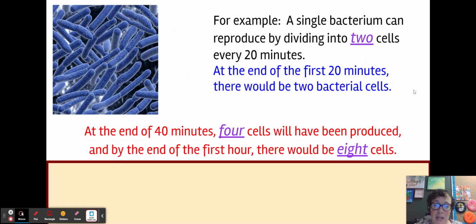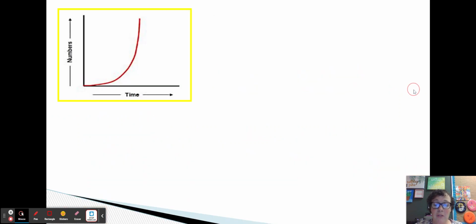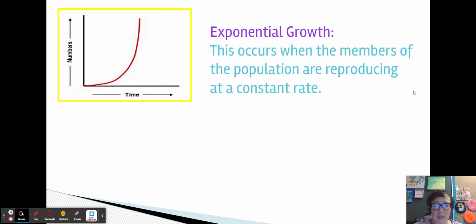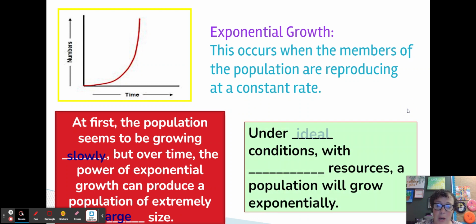Now, we talked about this back in bacteria in the first unit, right? 1 becomes 2, 2 becomes 4, and the more you have each time that doubles, it's going to grow even faster. Exponential growth happens when members of the population are reproducing at a constant rate, but there's nothing causing them to die over time. So we have lots of births, animals surviving, and very few deaths within the population. Again, these are ideal conditions for the organism, with unlimited resources.